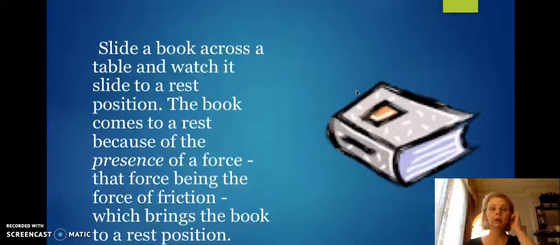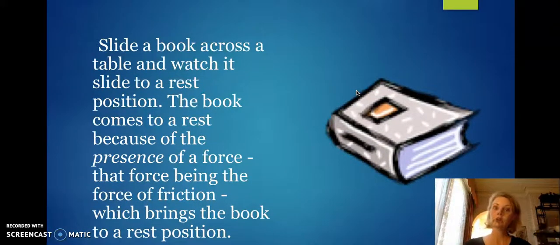Okay. All right, so you're not doing this. But if you did, if you slid your book across the table, eventually it would stop. It would stop because of the friction between the book and the table. Unless, of course, the table was too short and you pushed it too hard, in which case it would stop on the floor.